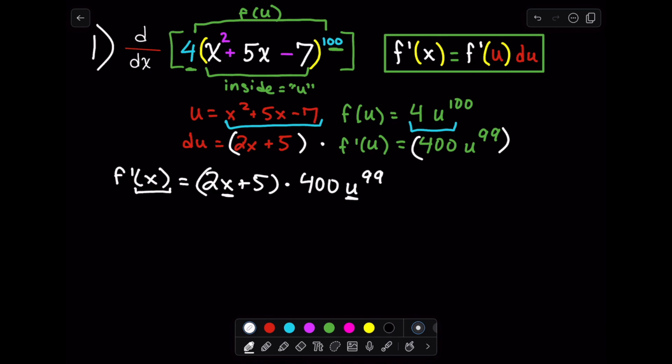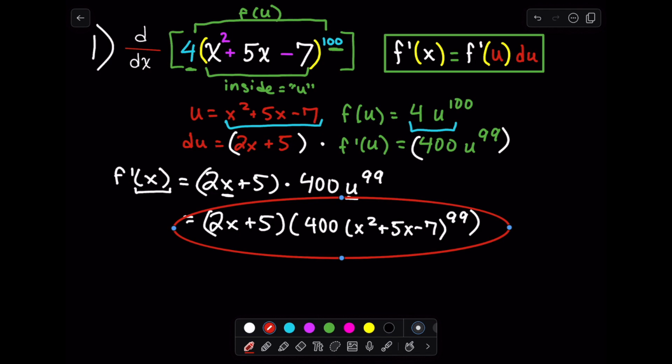We have to resubstitute this u into here. So simplifying that further, 2x plus 5 times 400 times u, which is x squared plus 5x minus 7, all to the power of 99. And that is actually going to be our answer.